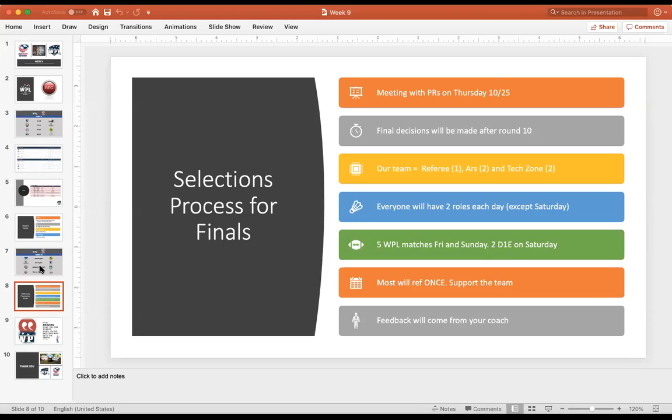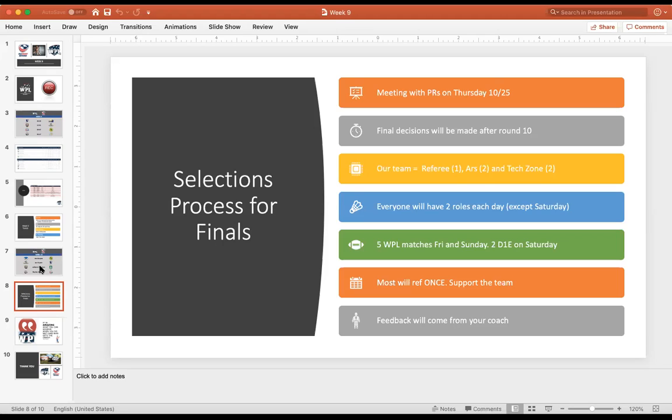Selection process for finals. I wanted to address finals briefly because I realized we're a week and a day out from when we will travel. So I'm having a meeting tomorrow night with the performance reviewers in the group where we're going to talk about who's going where and slot people in. Final decisions will not be made until after round 10 is finished, so those will be announced to you probably next week on the call.